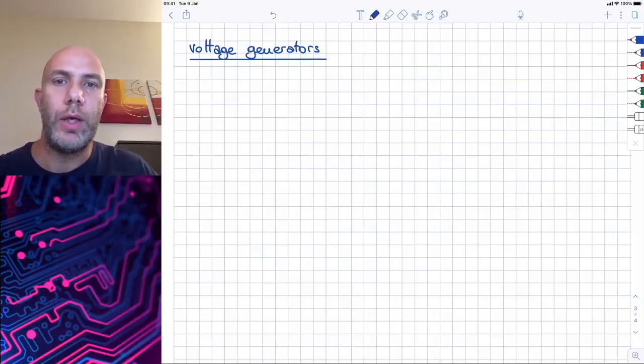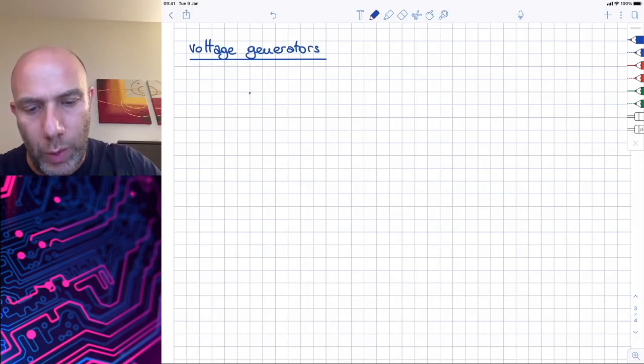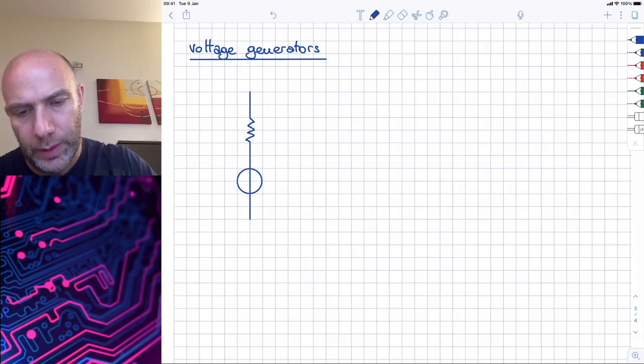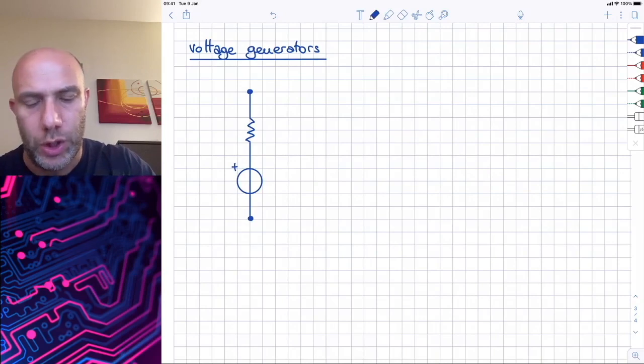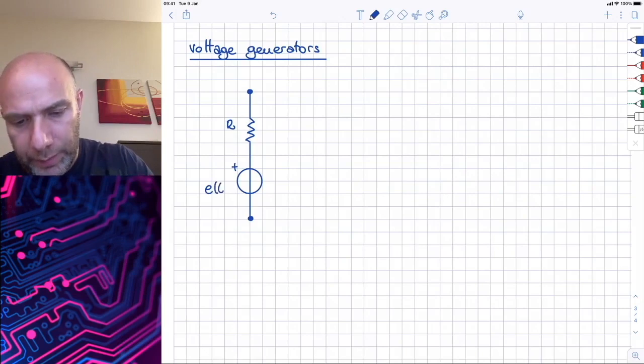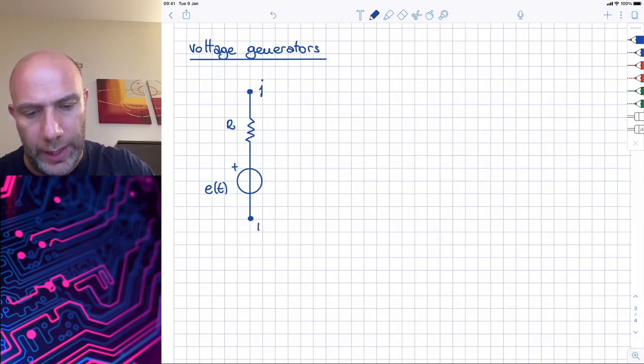Now, let's try to include in our nodal equations also the voltage generators. We have two cases here. The first one is when the voltage generator is connected in series with a resistor. In this specific case, we have between two nodes the Thevenin's representation of a two-terminal component. So, for example, we have E of t and R connected to the nodes J and K.